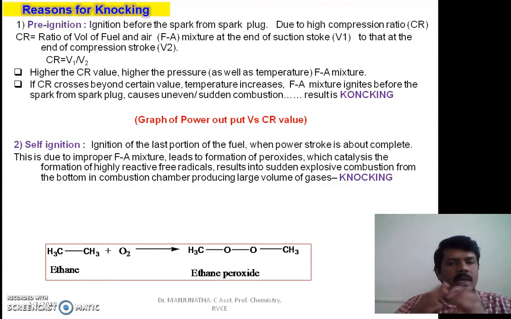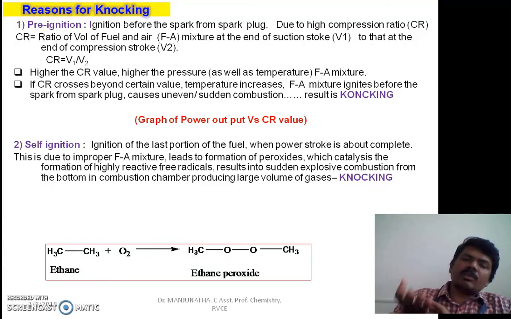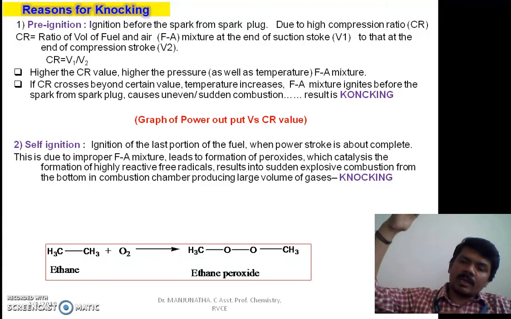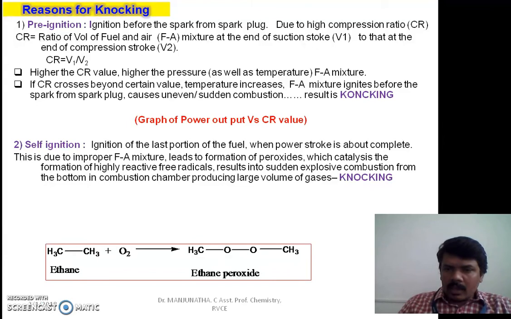We know that free radicals are highly reactive. That results in sudden explosive combustion from the bottom of the combustion chamber. This results in two types of flame: the flame front from the spark that is coming down, and the last portion of the fuel, which sometimes catches fire from the bottom because of peroxides and free radicals formation. The piston does not get the pressure uniformly. This results in random movement of the piston and results in knocking.